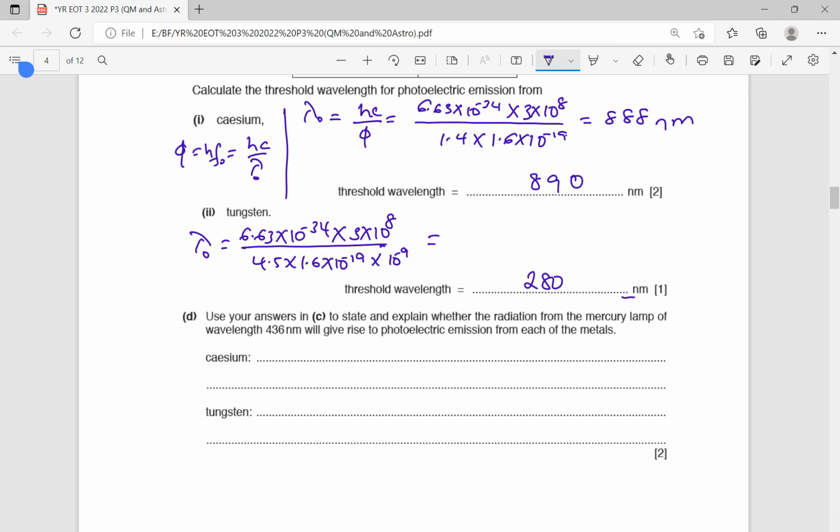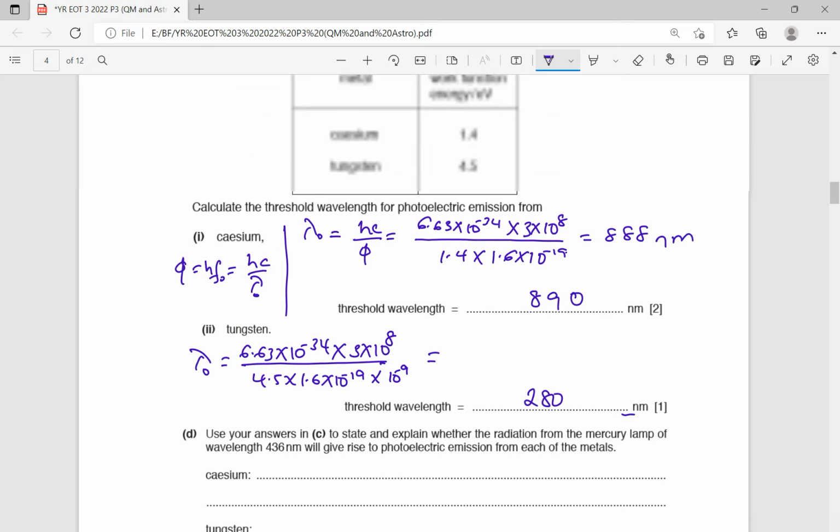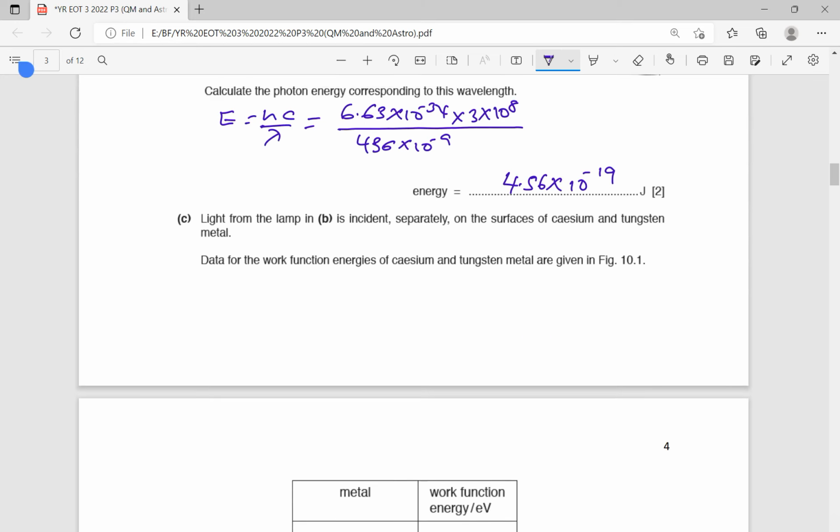Then use your answers in C to state and explain whether the radiation from the mercury lamp of wavelength 438 nanometers will give rise to photoelectric emission from each of the metals. So number one, for cesium. Cesium, you look at the threshold wavelength. Before we look at that, let's briefly go back to this part here.